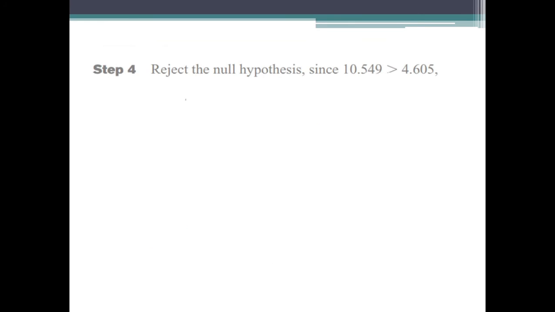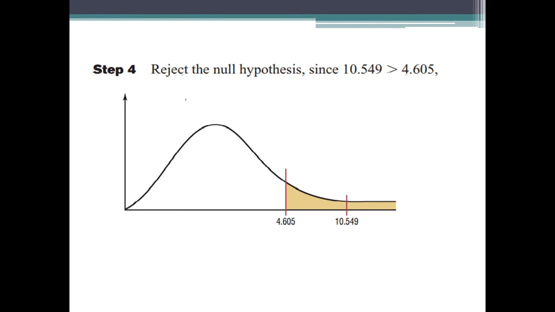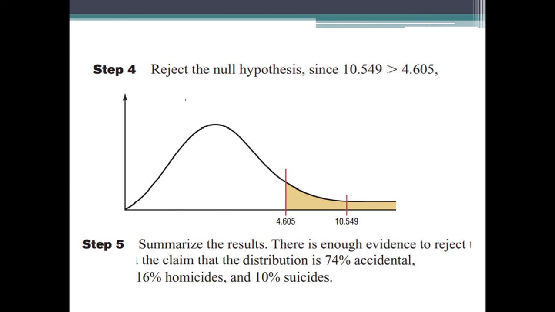So for step 4, we're going to make a decision. As we can notice, since 10.549 is greater than 4.605, the null hypothesis will be rejected. So for step 5, we're going to summarize the result. There is enough evidence to reject the claim that the distribution is 74% accidental, 16% homicide, and 10% suicide.